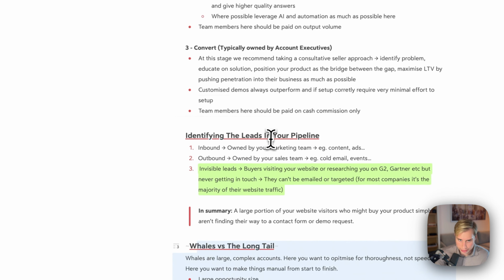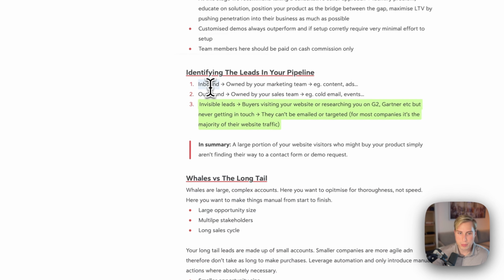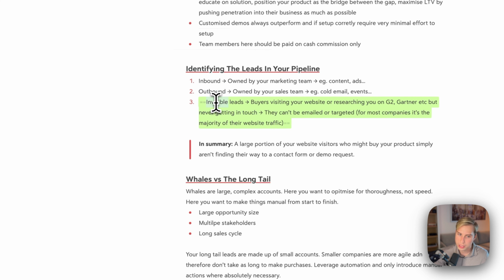So those are the leads. Within the leads, let's go one step deeper, because then you get different types of inbound, different types of outbound, and different types of invisible leads. And there's really only 2 types, right? There's whales and there's long tail, okay?